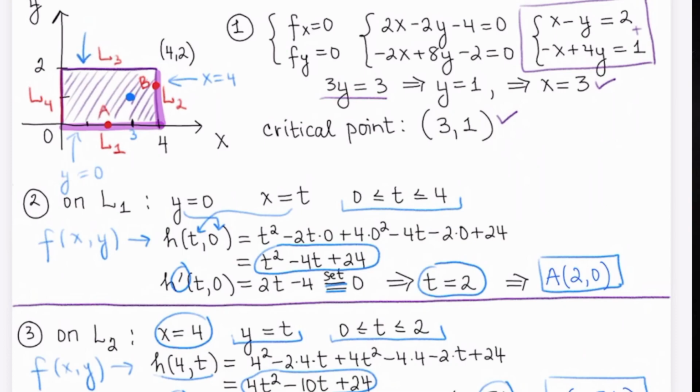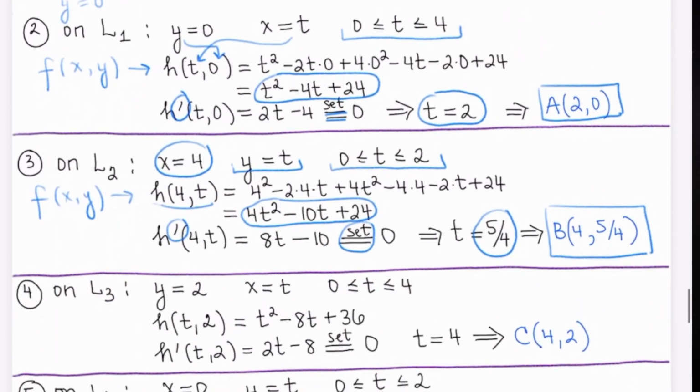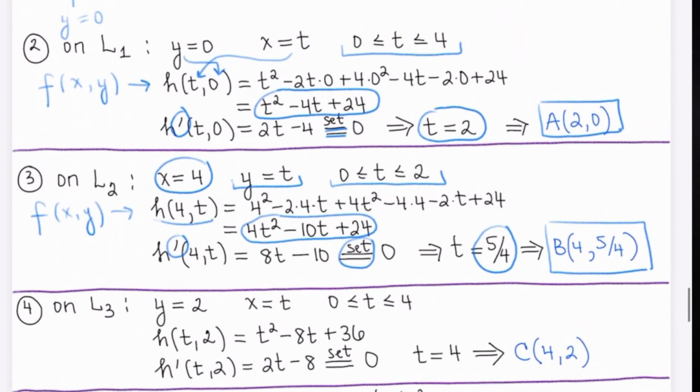On L3, what is fixed? Y is fixed and it's equal to 2. X is the one that varies between 0 and 4. Okay, so let's take a look at the solution. So y is 2, x is the variable between 0 and 4. Same idea. I'm going to let you verify that once you plug in those substitutions, we get a parabola.